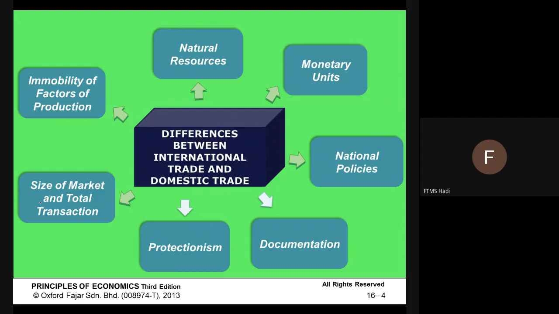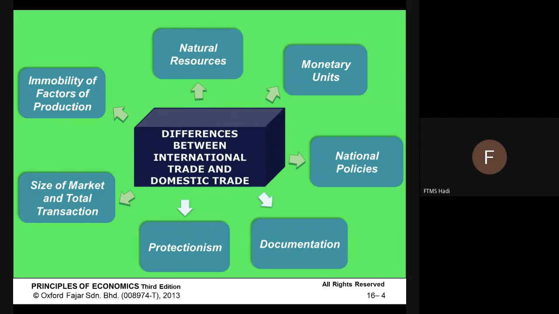Size of market and total transaction. Definitely international trade has a bigger market because of geography. It involves multiple countries. Compared with that, the size of the domestic market is quite small because it is only between states. Total transactions are definitely slower as well compared with international trade, which is bigger. And the last one, immobility of factors of production. Domestic trade is more mobile compared to international trade.